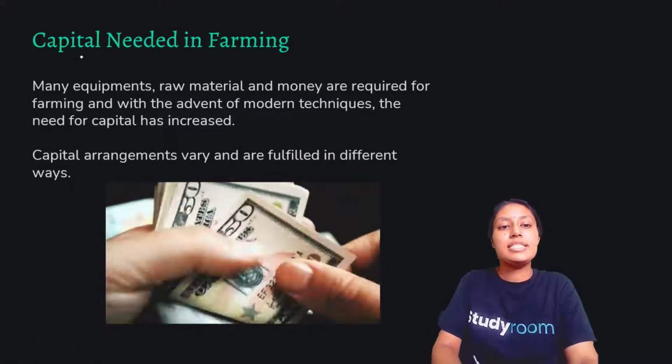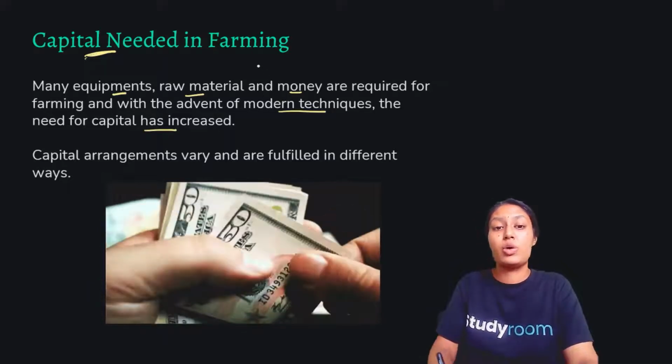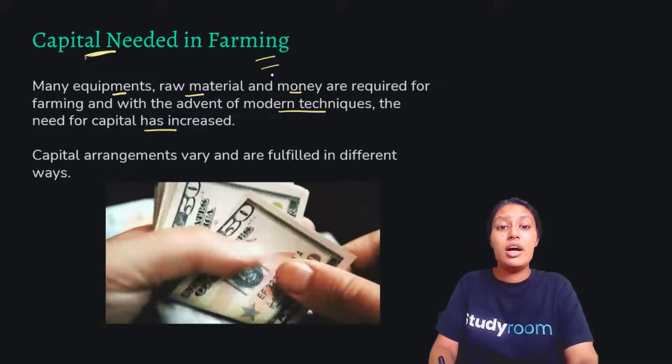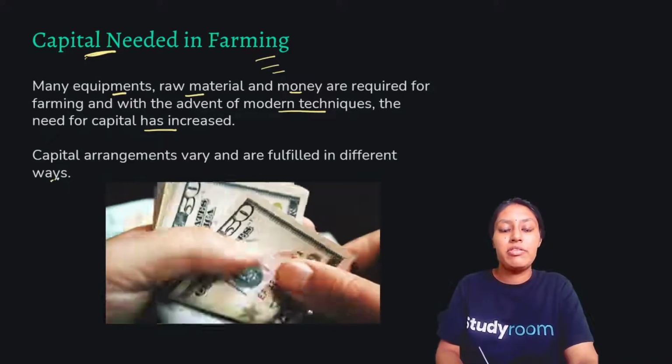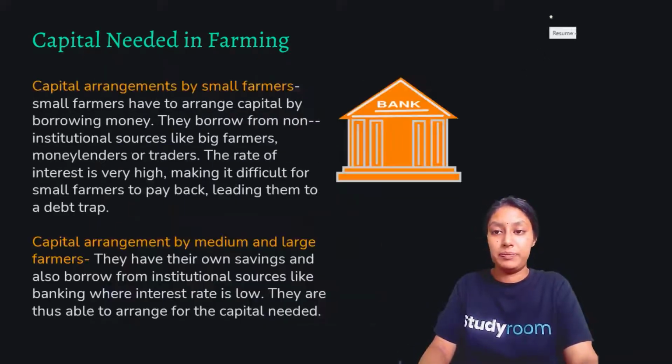Okay. Next is capital needed in farming. Now, obviously, there was some investment that was required in farming. There were many equipments, raw material, and money which is required for farming. And if you move to modern techniques, the need for capital has increased, because it also required pesticides, proper machinery, and other equipments and tools. Capital arrangements vary and were fulfilled in very different ways by different farmers.